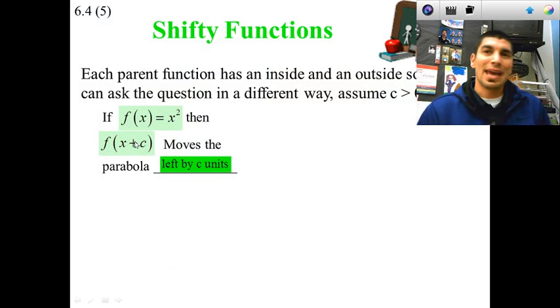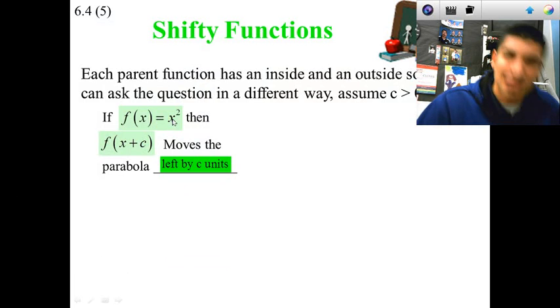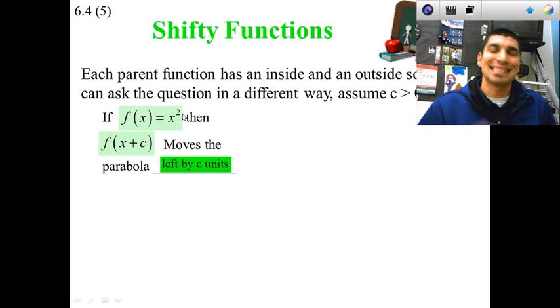When I have an input, when I have this x plus 6, where does this x plus 6 go? It goes inside where that x is. It's the same thing as x plus 6 squared. I'm putting it inside the function, and I know that things that happen inside the function are the opposite. So keep that in mind. I'm hoping that makes sense to you.